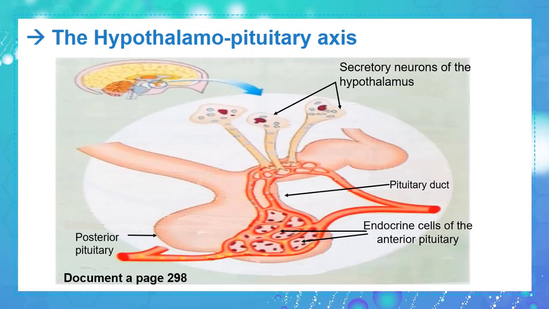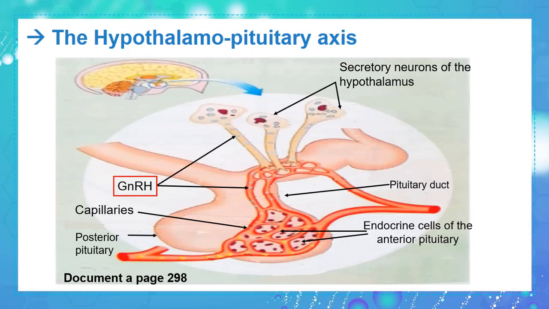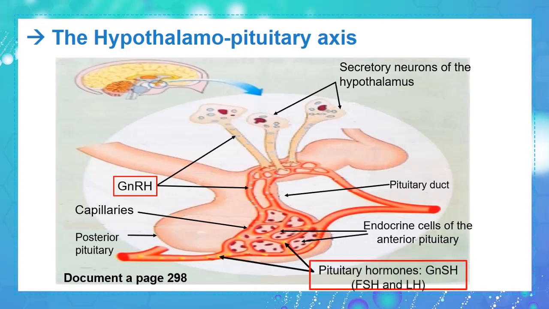The pituitary duct has blood vessels in it. This blood is found to be rich with a hormone called GnRH. The hypothalamus along with the pituitary are called the hypothalamo-pituitary axis. In response to GnRH, the anterior pituitary secretes the gonadotropins, including FSH and LH hormones.